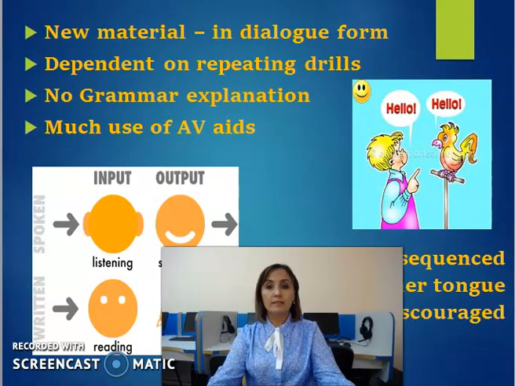New material in dialogue form, dependent on repeating drills, no grammar explanation, and much use of audiovisual aids. So skills are sequenced. Mother tongue is discouraged in this audiolingual method. And if we speak about the inputs and outputs of this method, input is listening, output is speaking. And reading is input here and writing is output.